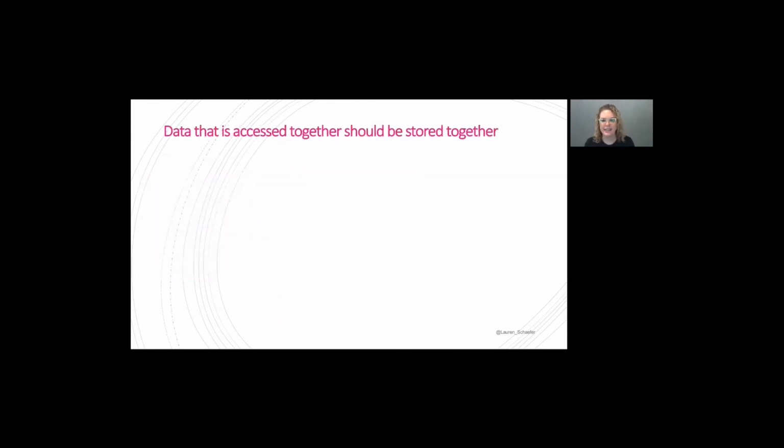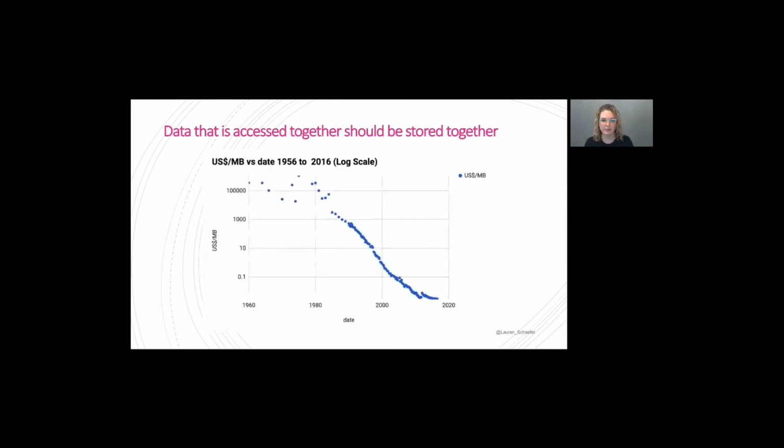Second way to change your mindset: data that is accessed together should be stored together. We've probably all heard over and over that you should normalize your data. But why? Historically, there are a couple different reasons for this. One of them is that when relational databases became popular, disk space was extremely expensive. Financially, it made sense to reduce data duplication and save disk space.